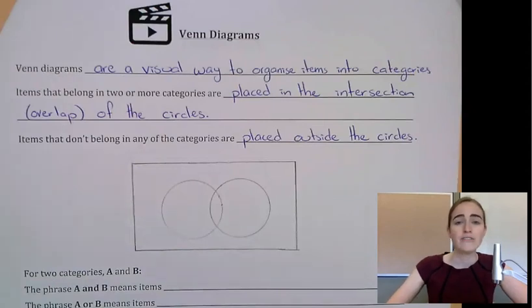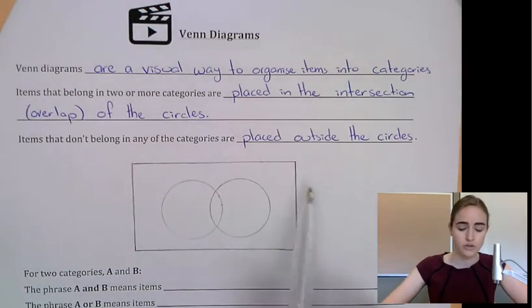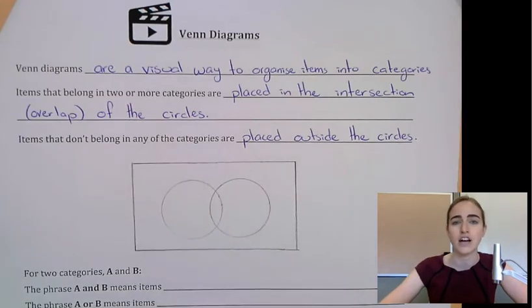In this video, I want to have a look at introducing Venn diagrams. So Venn diagrams are a really useful way to visually organize our items into different categories. If an item belongs in more than one category, it's going to go in the intersection or the overlap between our circles. If an item doesn't belong in any of our categories, then it's going to go outside of our circles. So I've just drawn a quick example of a Venn diagram here.